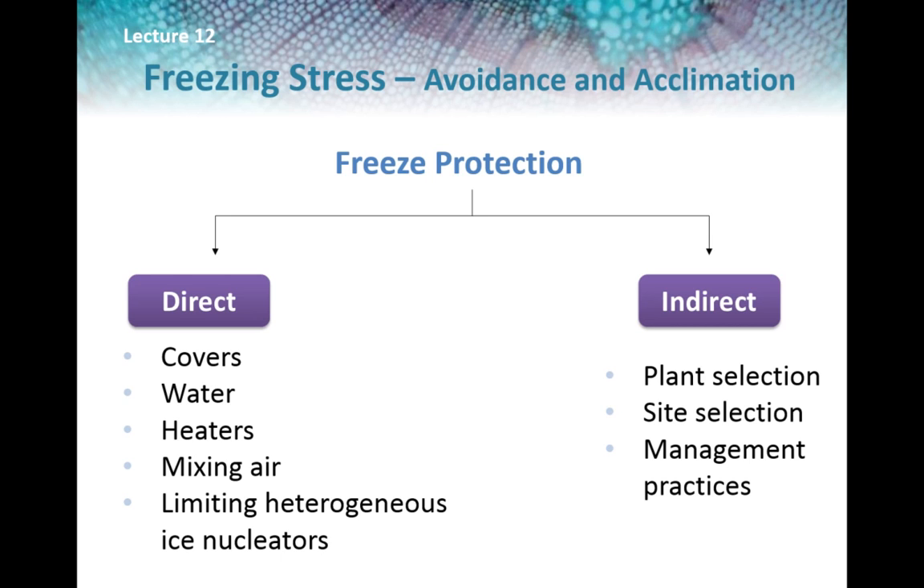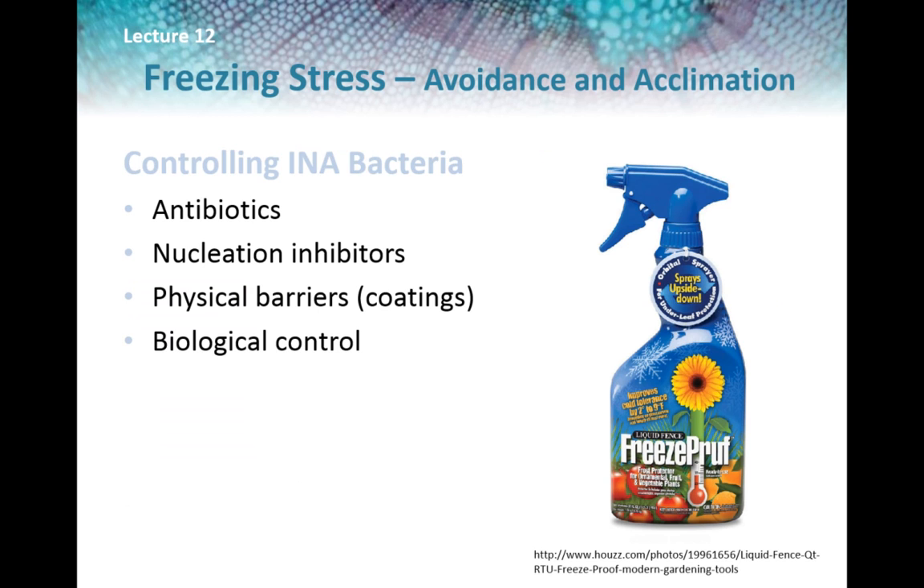The fifth method is limiting heterogeneous ice nucleators, which is a novel method of freeze protection involving limiting ice nucleation. Rather than trying to keep the plant warm, this approach is aimed at maximizing supercooling. Approaches to increase supercooling are primarily based on the premise that ice-nucleating active bacteria limit plant supercooling. Several methods of controlling populations of ice-nucleating active bacteria and/or their capacity to trigger freezing have been proposed.